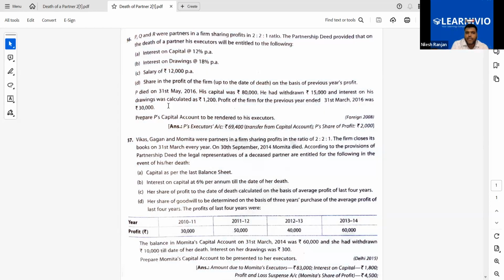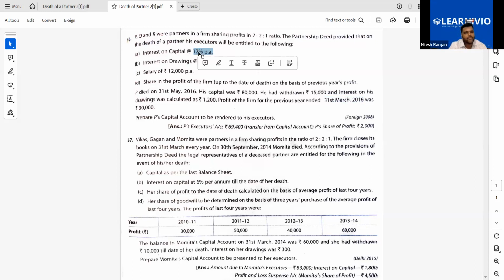Okay. And year is ending on 31st March 2016. So up to this point, interest is already paid. It means after this point, there is only 2 months, 31st March, then 30th April, 1 month, and then 31st May, 2 months, because he died on 31st May. So there is only 2 month gap from previous year end up to his date of death. Yes, sir. Okay. So if there is only 2 month gap, then this interest on capital of 12% per annum should be calculated for 2 months only.